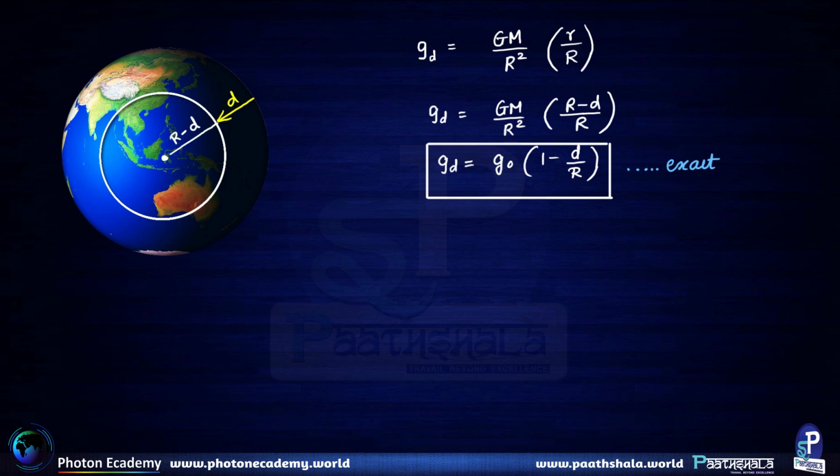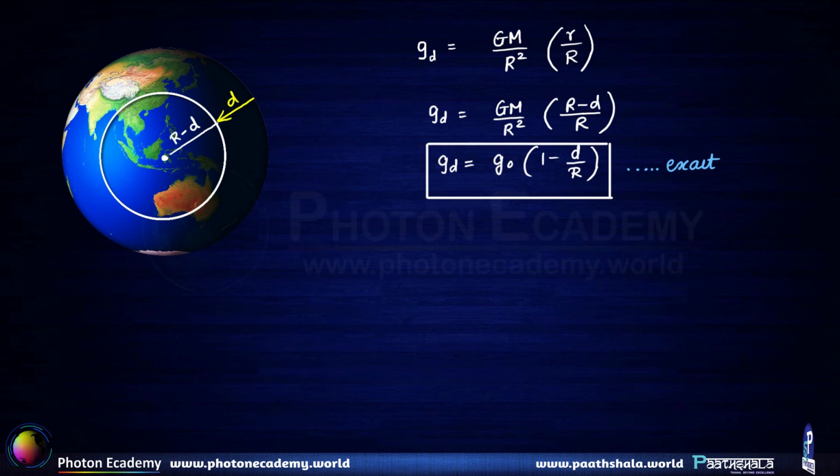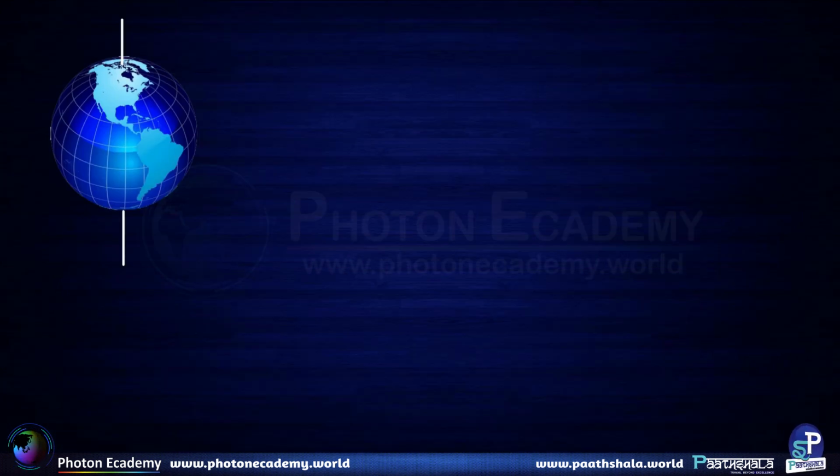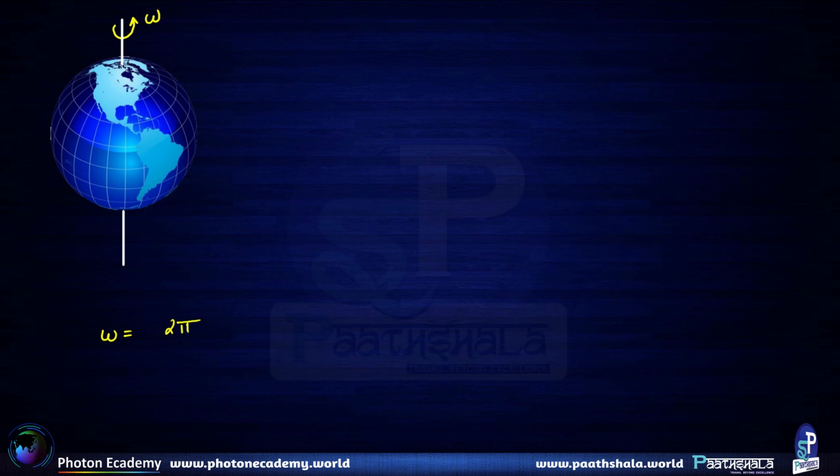So this expression is exact. g_d, the acceleration due to gravity at a depth d below the surface of the earth, happens to be g naught (1 minus d upon R). Now the earth is rotating around its axis as well with an angular velocity omega. Omega happens to be equal to 2 pi radians upon 24 into 60 into 60 seconds. So this comes out to be 2 pi radians upon 86400 seconds.